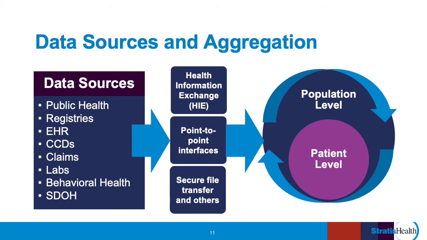The first of three major activities that occurs in population health management applications is collecting data from a wide set of sources. The left hand of the slide lists many sources that you may consider pulling data from, including public health sources, disease or diagnosis registries, electronic health records, continuity of care documents extracted from EHRs, a variety of data enabled through health information exchange, payer claims data, labs, and behavioral health. In the middle, the three boxes represent a few of the methods of retrieving the data and transferring it to the population health management application: health information exchange, point-to-point interfaces, secure file transfer, and others.